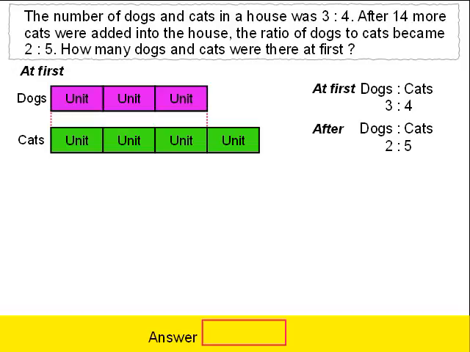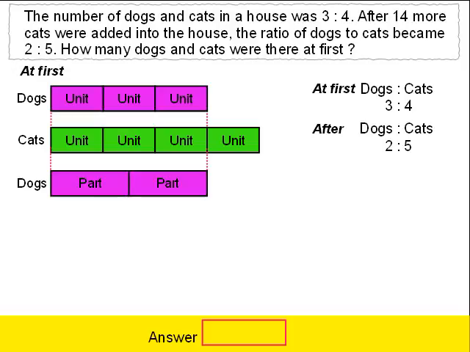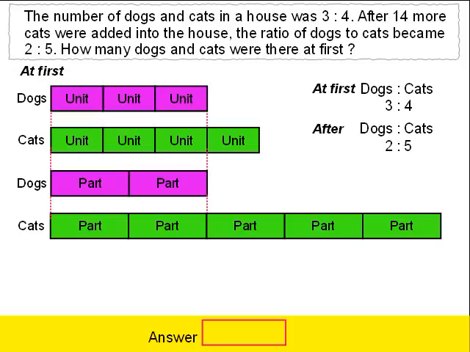Alright, and so for the after model, we're going to use parts. But since there were only cats added, therefore the number of dogs was the same. So the model of the dogs of 2 parts is the same as that of 3 units at first. And then for the cats, it became 5 parts. Alright, and the difference of the cats model before and after is 14 because 14 cats added. Alright, as shown here.